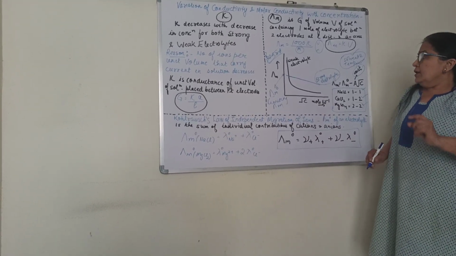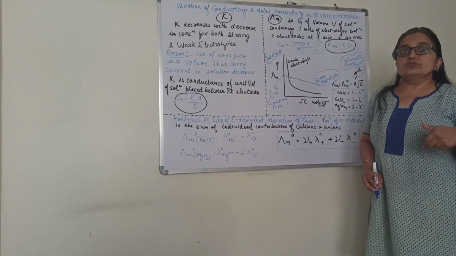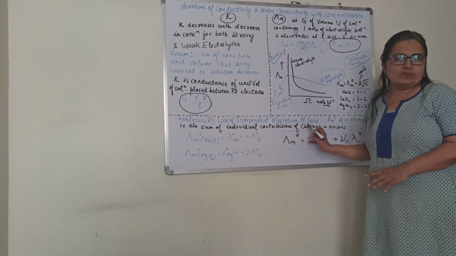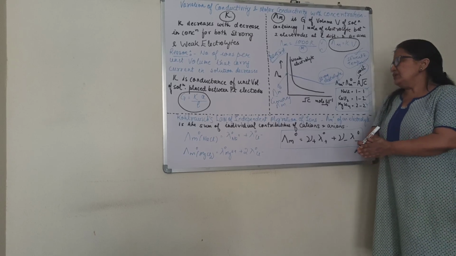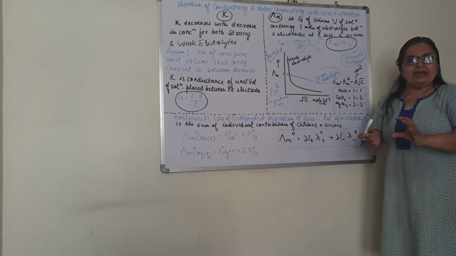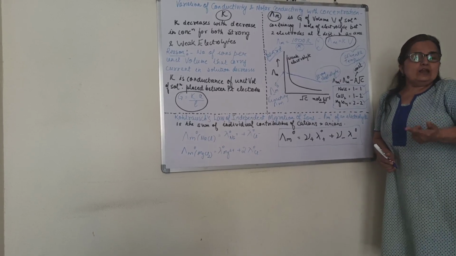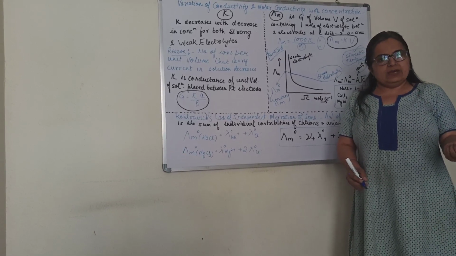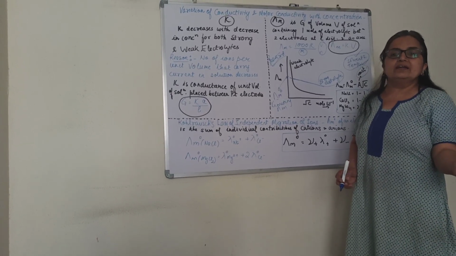Now one more thing. Lambda m naught, we said, cannot be calculated for weak electrolyte. So to calculate that, there is a law, Kohlrausch law of independent migration of ions, which says that the sum of the individual conductivities of cation and anion put together gives you the molar conductivity. Like Cl minus, let it be attached to Na plus or to K plus, it will have its definite value of conductivity. It will not vary depending upon what cation it is attached to.